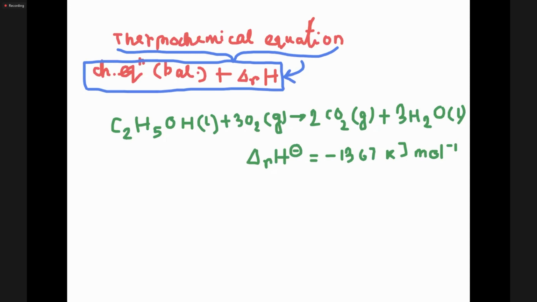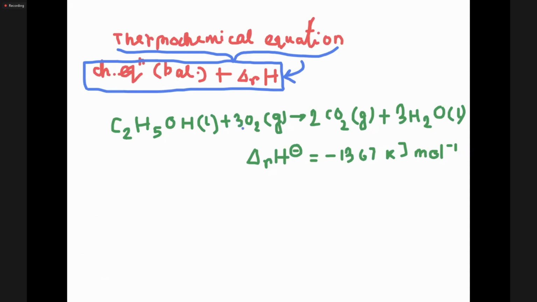So it is very necessary to remember the following conventions. The first convention is that the coefficients in a balanced thermochemical equation refer to the number of moles and not molecules of the reactants and products involved in the reaction. Many times you make this common mistake: this is not a number of molecules, this is the number of moles.